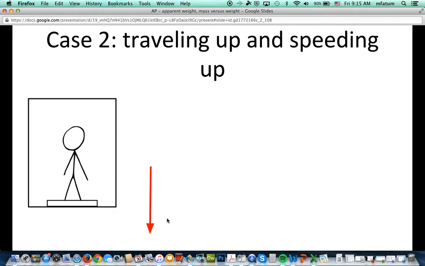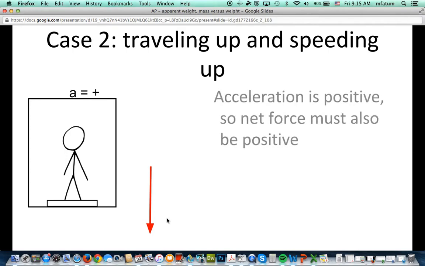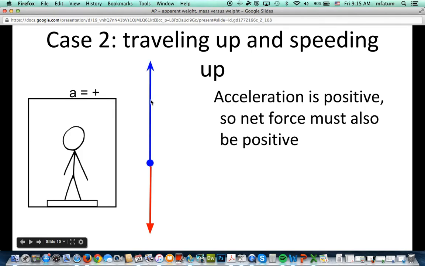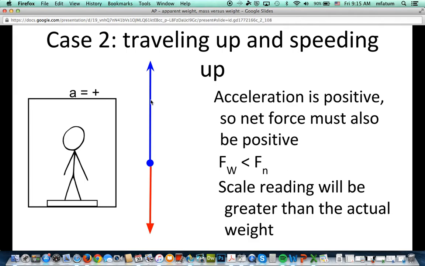Case 2 would be I'm traveling upward and I'm speeding up. We're also going to say that up is positive, down is negative. So if I'm traveling upward and speeding up, that means my acceleration must be pointing upward in a positive direction. So that means my net force must also be positive. I still have this negative weight force, so that means my scale needs to be pushing up on me more than my weight force. So the scale reading is actually going to make it seem like I'm heavier than what I actually am. So the scale reading will be greater than the actual weight.